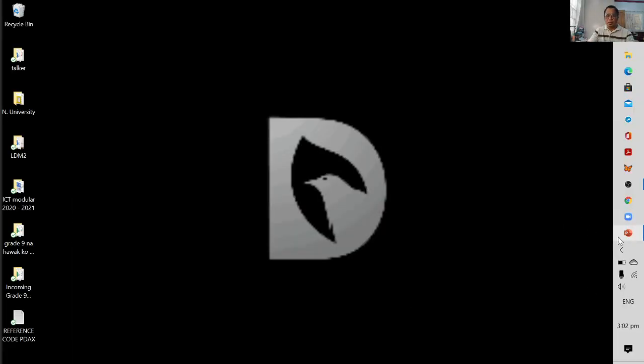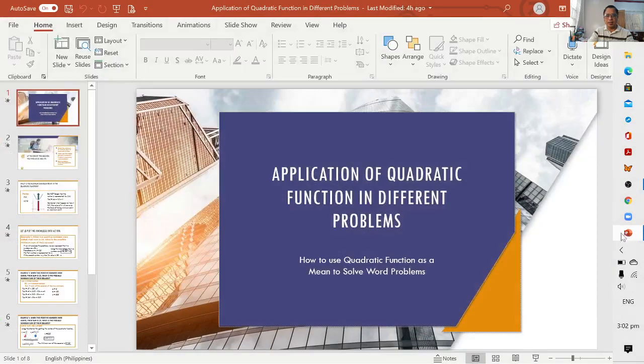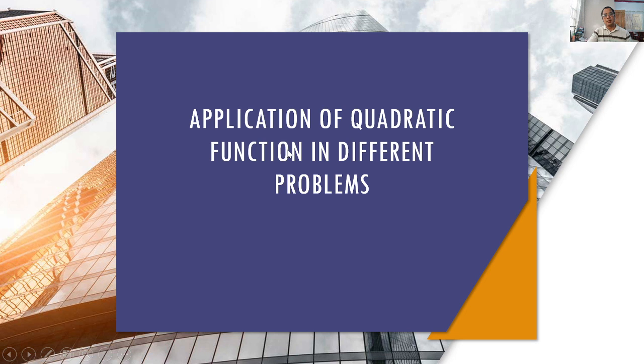So dito po, we will be having our continuation of the topic, and that is the application of quadratic function. Okay? So with that, balik na po tayo sa atin pong slides. So we're back here now, and this will be our topic. Okay, so our topic for today is about the application of quadratic function in different problems. Hindi porket alam na natin yung quadratic function, stop na tayo. Okay? So we have to know how to apply this one, yung knowledge po natin.